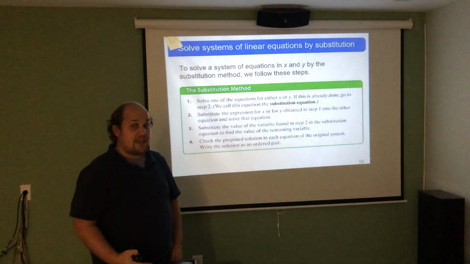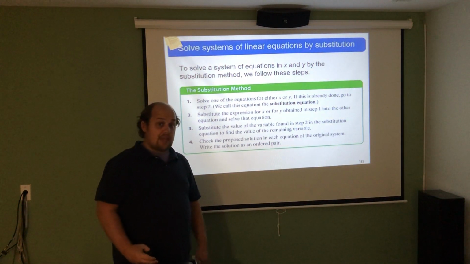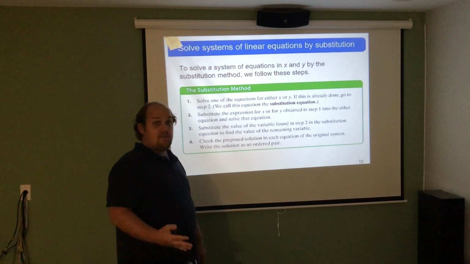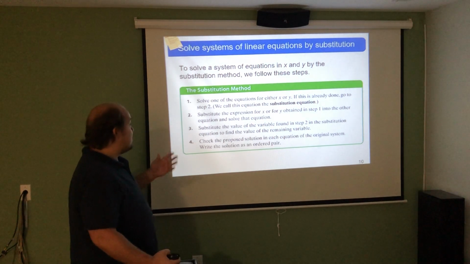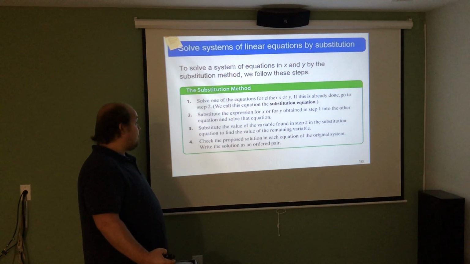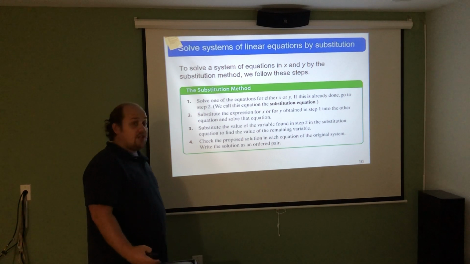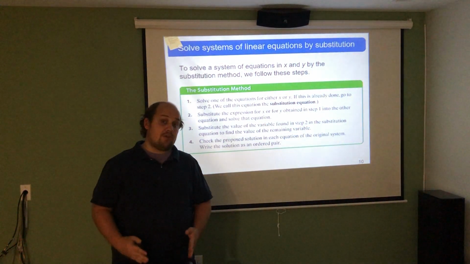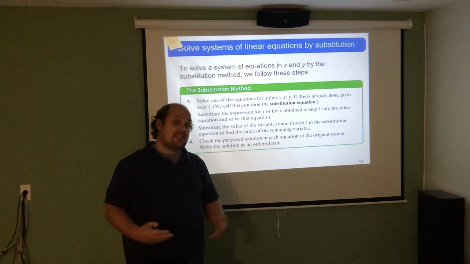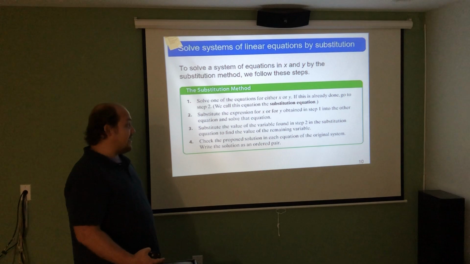But a lot of times you'll get something that isn't solved for either one. Don't feel like you always have to choose y. Choose whichever of the two variables will be easier and give you less fractions, basically. Once you've solved for either x or y, then you substitute the expression for x or y obtained in step 1 into the other equation. That way, the equation that you're substituting into goes from having two variables to only having one variable. Once it's down to one variable, we can solve it for what value that variable takes on.